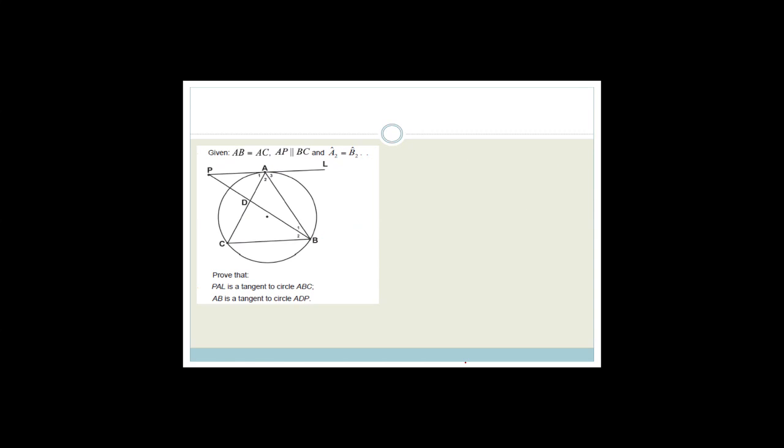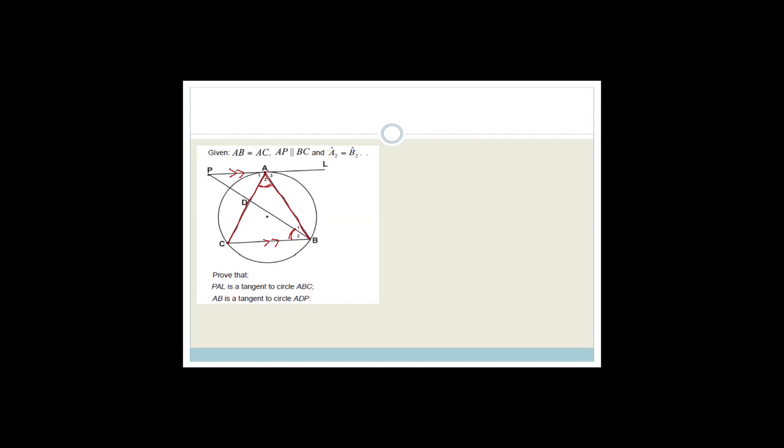Right, another typical exam question. We've been given AB is equal to AC, the whole of this is equal to the whole of this, AC. They also tell us that AP is parallel to BC. And they tell us that angle A2, this little angle here, is equal to B2. Now they're asking us to prove that PAL is a tangent to circle ABC. So they want us to prove that this is a tangent.